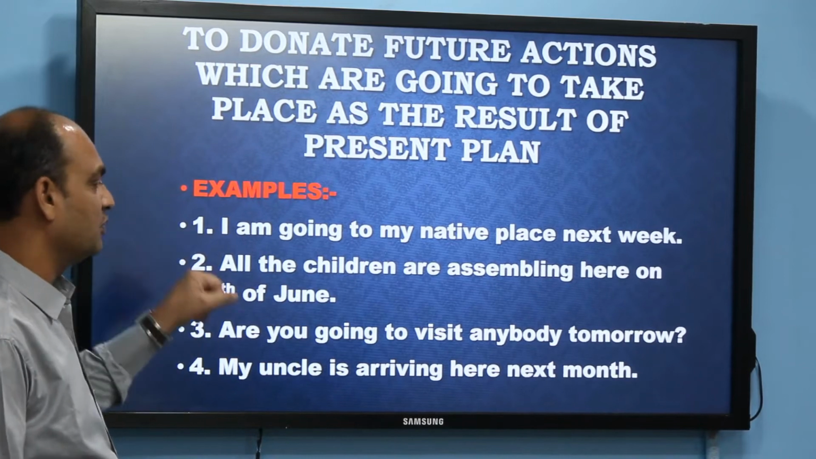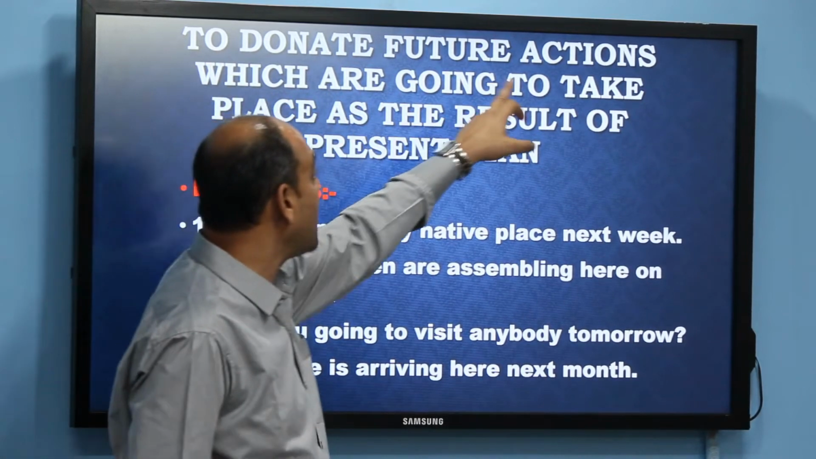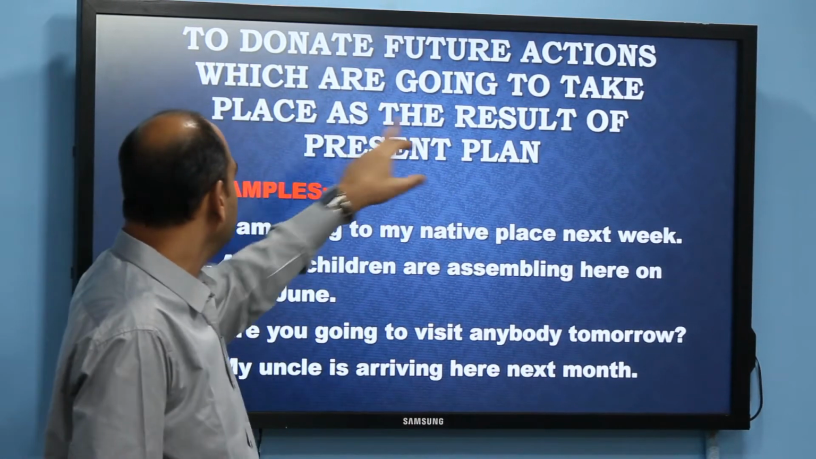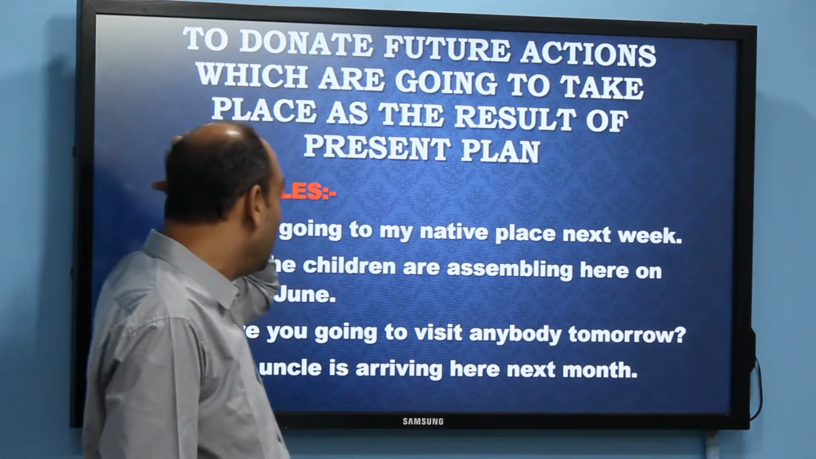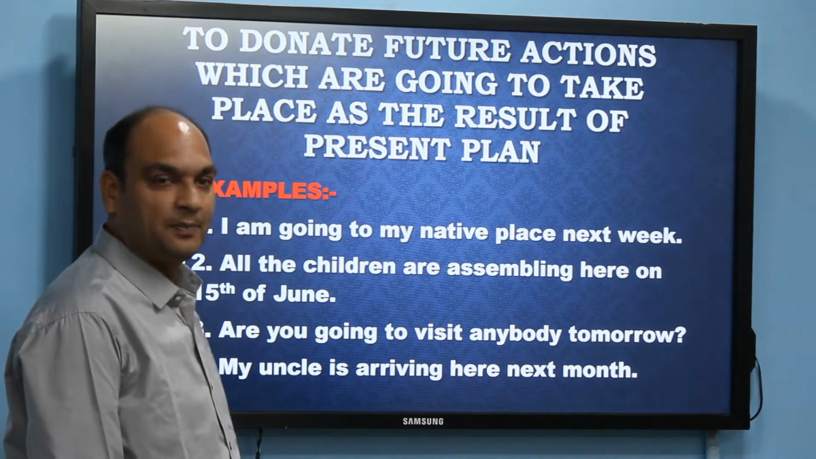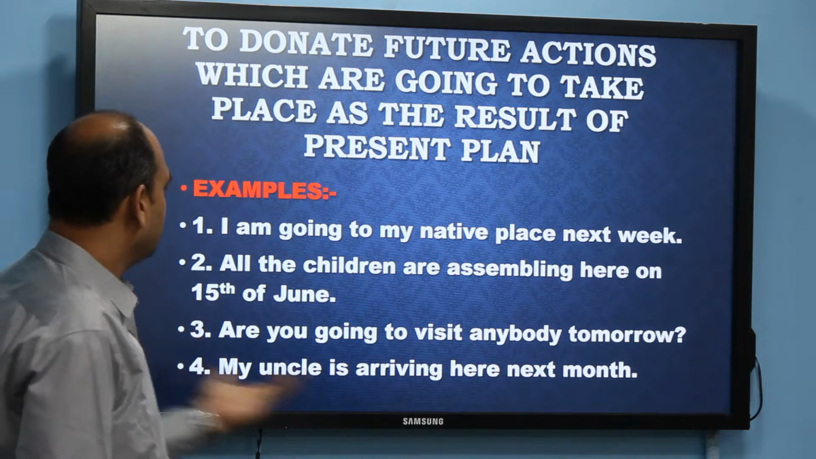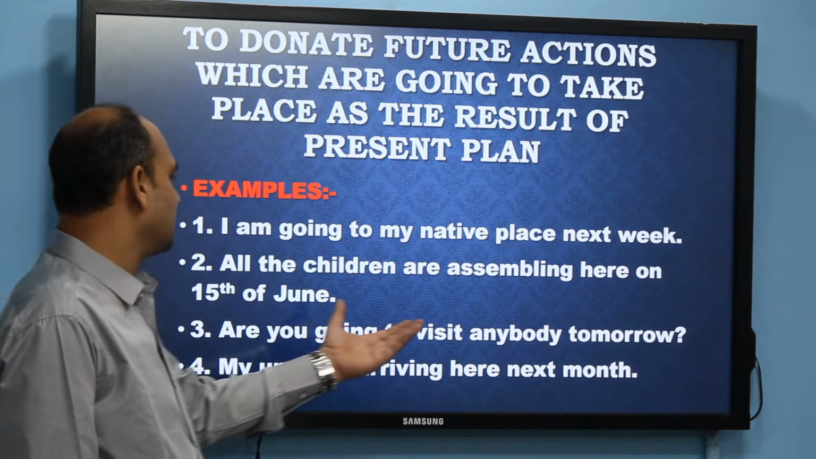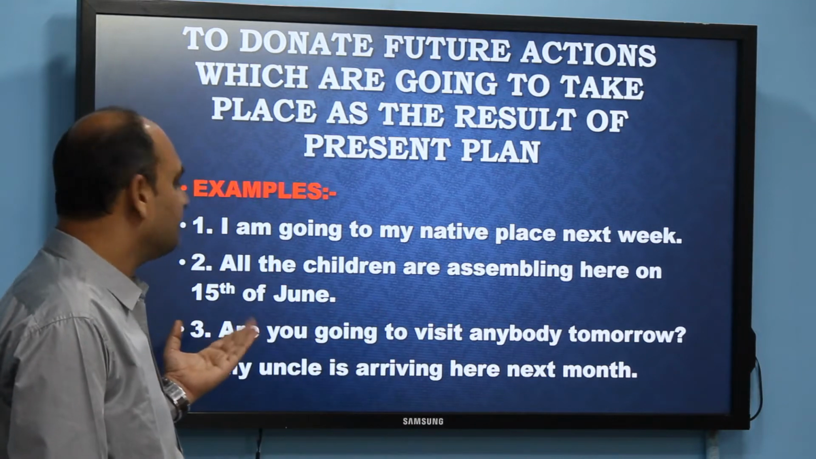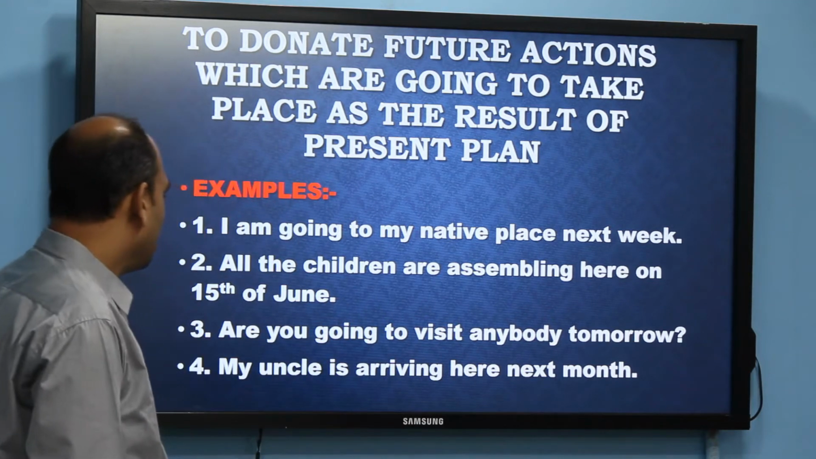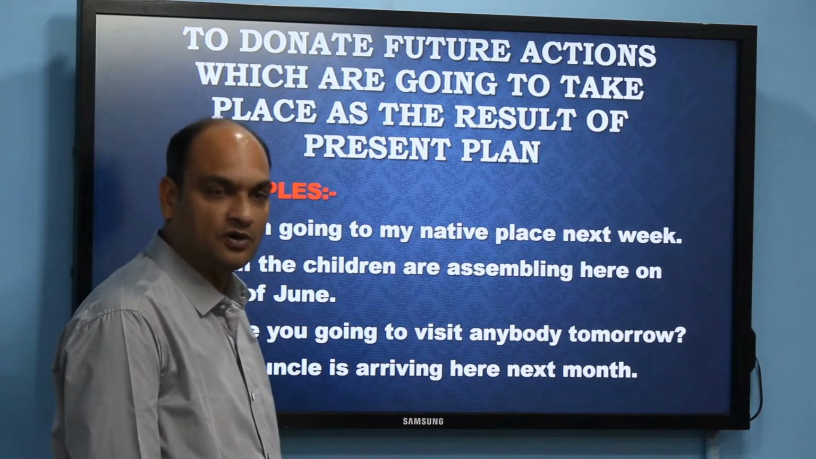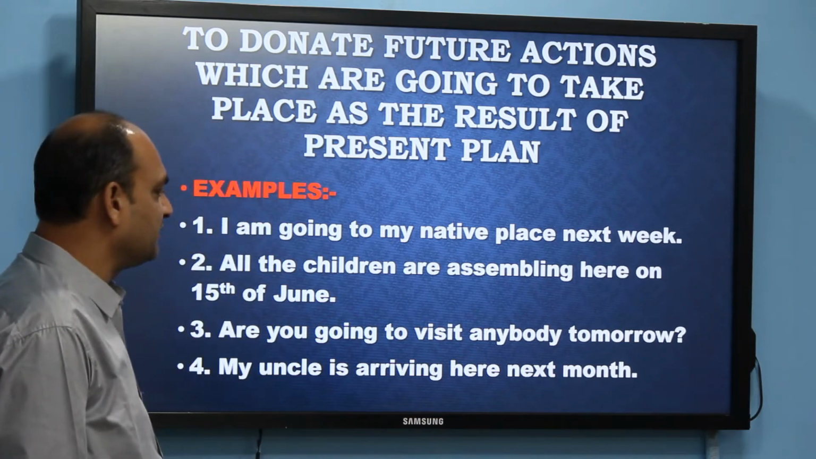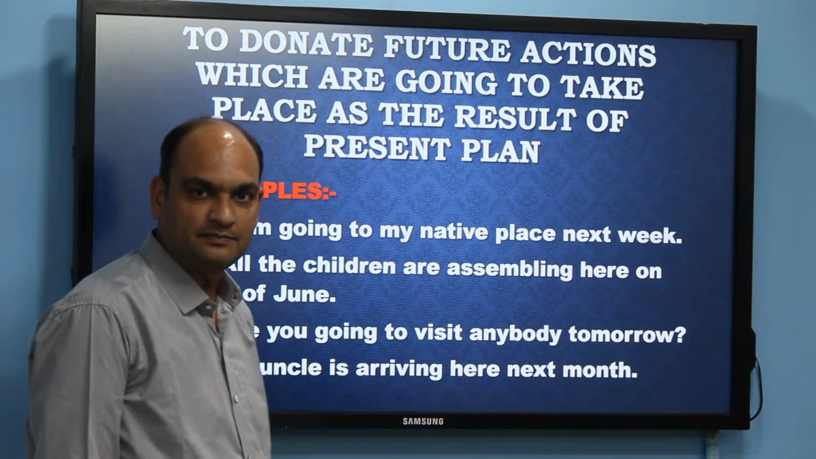Once again, we have one more point, that is to denote future actions which are going to take place as the result of a present plan. Like, I am going to my native place next week. All the children are assembling here on the 15th of June. Are you going to visit anybody tomorrow? And my uncle is arriving here next morning.